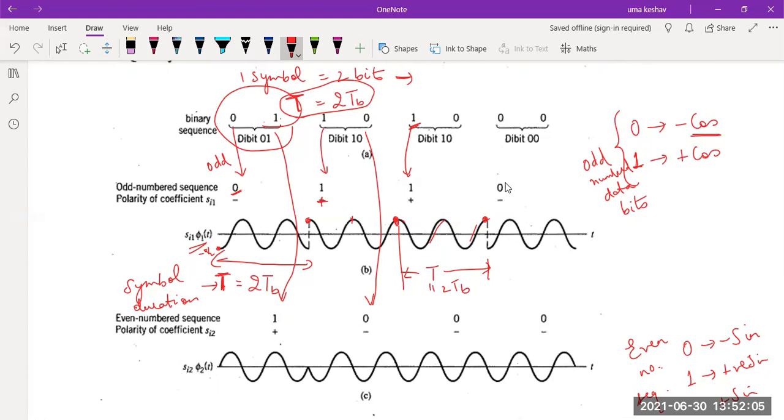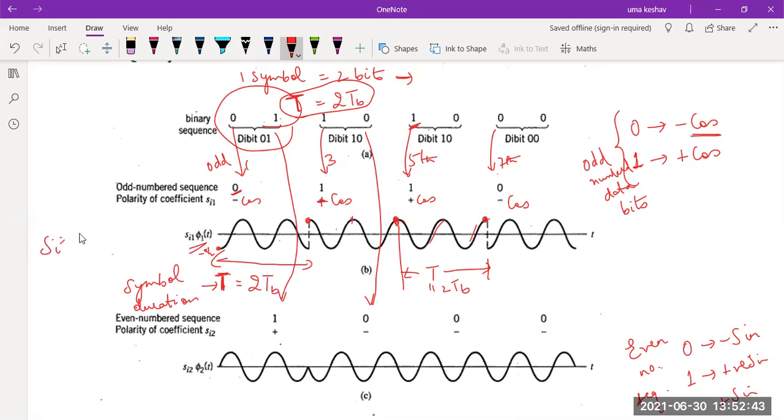Next comes logic 0 or binary 0 in the next dibit pair, the odd value. So this is the first, this is the third, this is the fifth, and this is our 7th bit. It's a 0, so I should represent it with a minus cosine. A negative cos, this is plus cos, this is plus cos, this is minus cos. Negative cosine means starts at the negative maxima and continues. So this is our representation for the coefficient SI1.